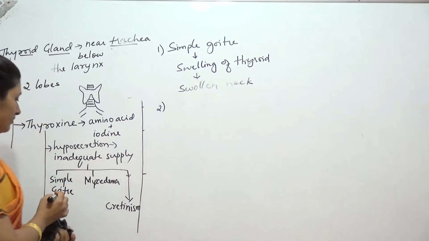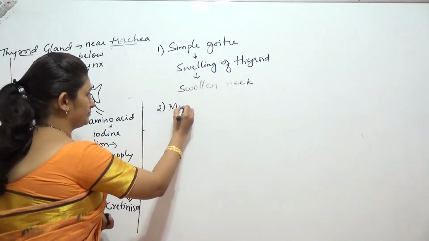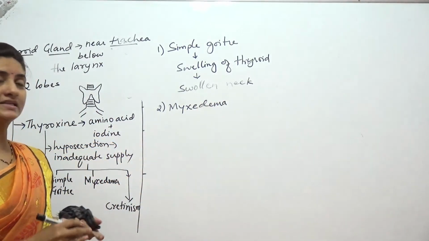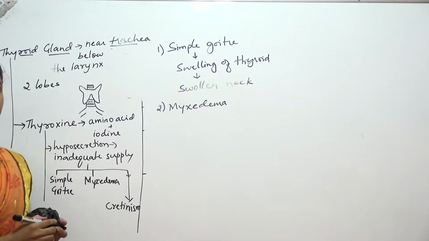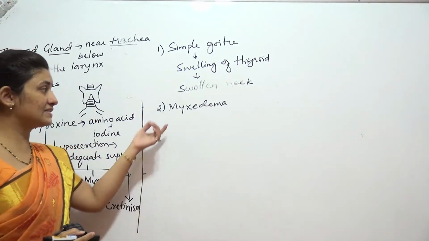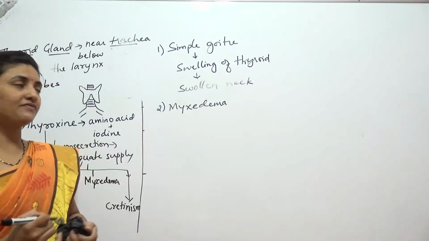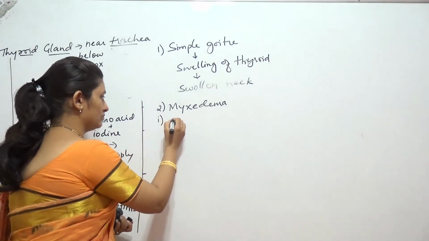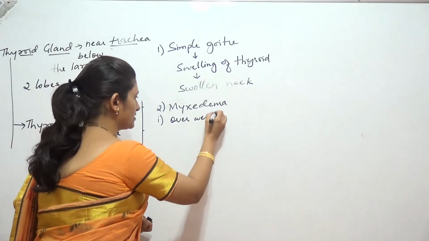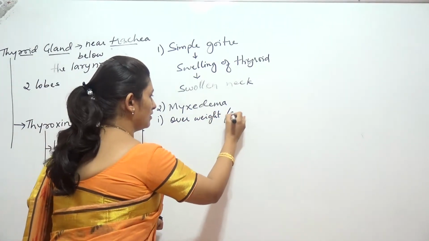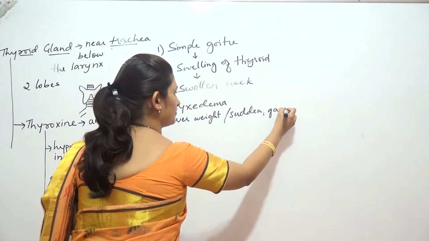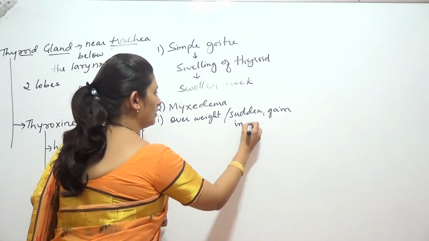The next one, that is myxedema. Myxedema is a condition of hyposecretion of thyroxine. When inadequate supply of thyroxine is seen in the person, then the person will show overweight, or overweight in the sense of sudden gain in weight.